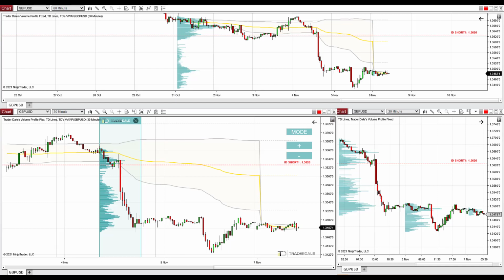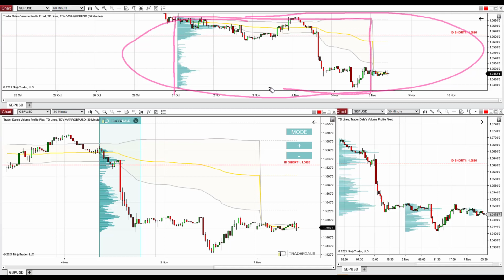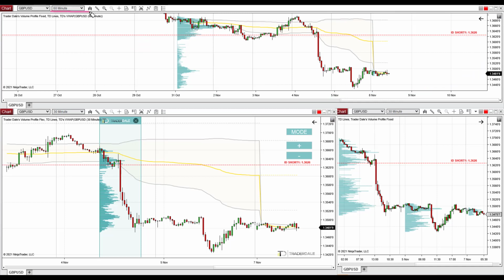Those three charts that you see on my screen are always linked. They always show the same trading instrument. In this case it is the British pound US dollar, and the chart at the top is sort of an overview chart. On this chart I use weekly volume profiles, which means that there's a volume profile which shows how volumes were distributed throughout the whole week. This is a 60 minutes chart, right?